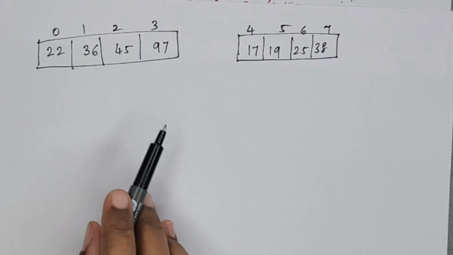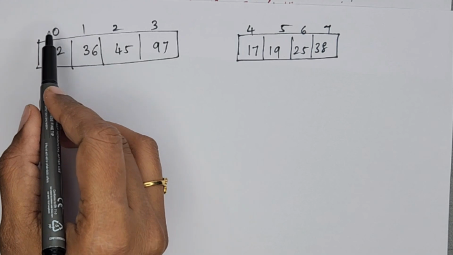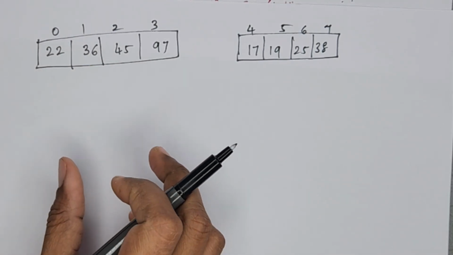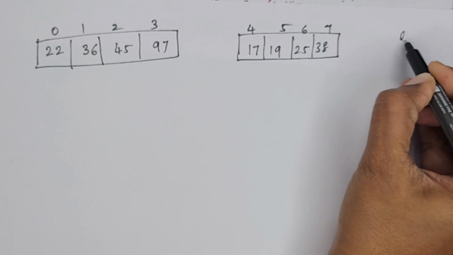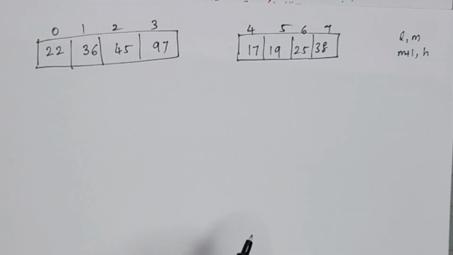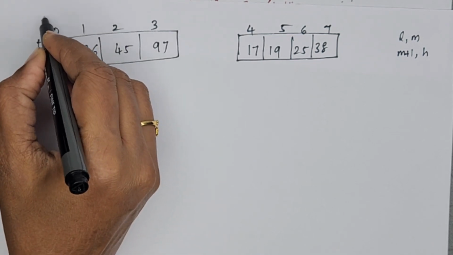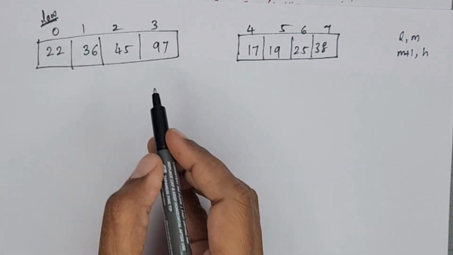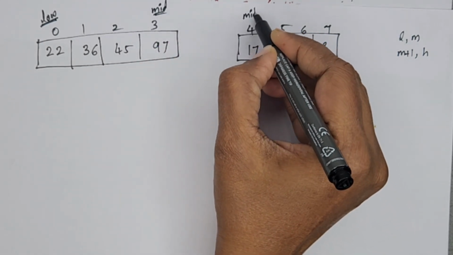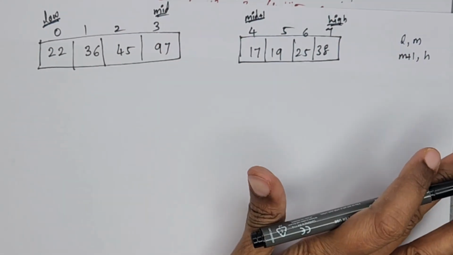Okay. Do you remember how we divided the array? Based on the mid value only we divided. In one array we placed the elements from low to mid. In another array, we placed the elements from mid plus 1 to high. In this example, low is 0, mid is 3, mid plus 1 is 4, and high is 7. Like this we divided.